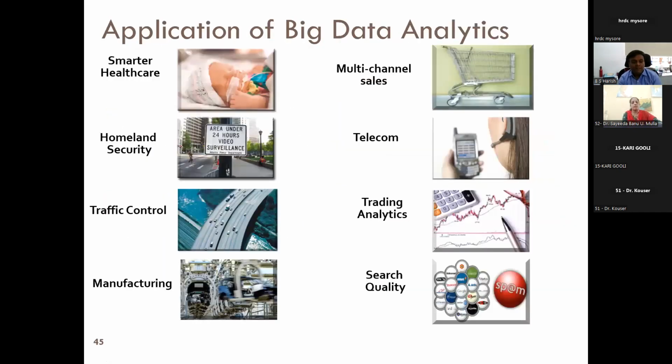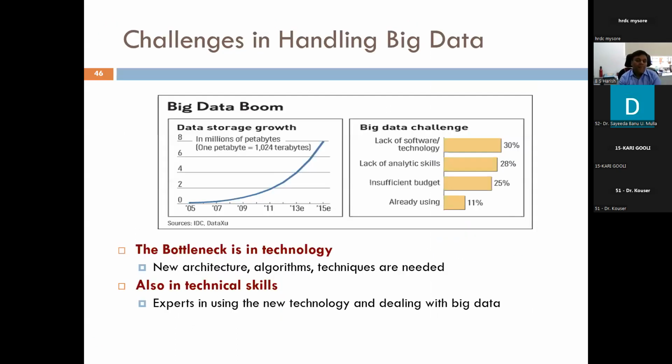Value of big data: where can you see the applications? You can see the applications in almost all industries: smart healthcare, homeland security, traffic control, manufacturing, search quality, trading analytics, telecom, multi-channel sales, etc. All these domains, in one way or another, contain data. These are some of the applications of big data.